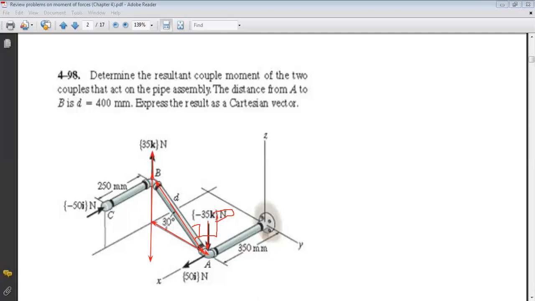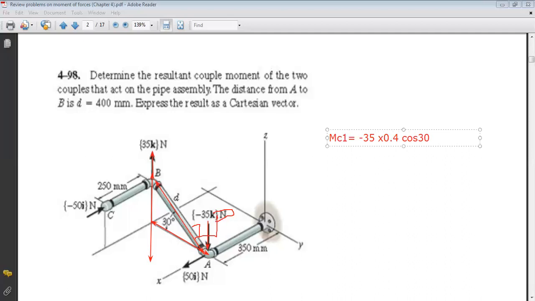It's d cosine 30. So I can say that the moment of the first couple, moment of couple 1, is equal to minus 35 times d times cosine of 30. And d is given, it's 400 millimeter. So I can just replace d by 0.4.